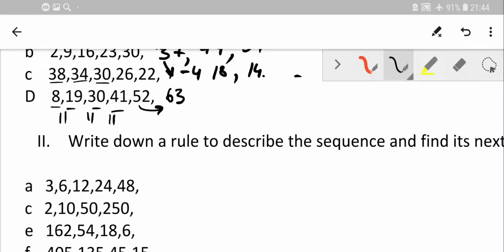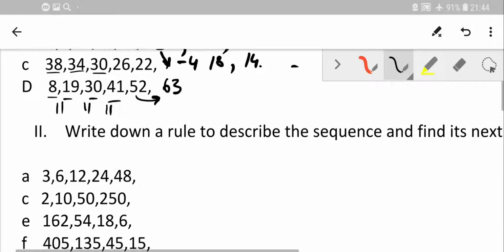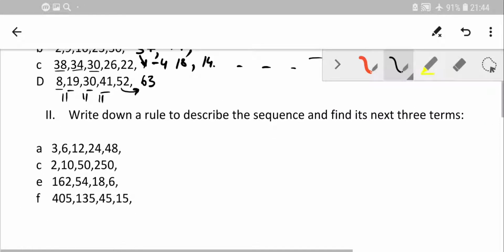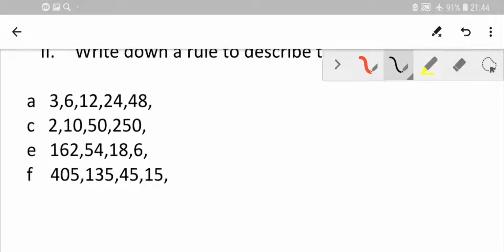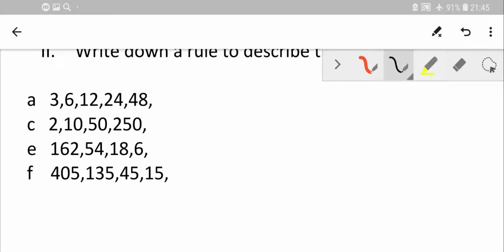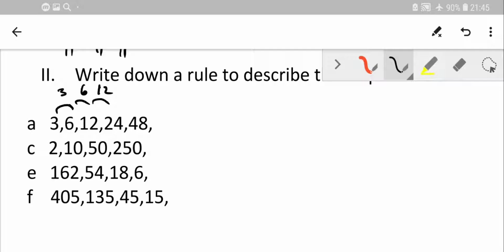All right, it's done. So next one, write down a rule to describe the sequence and find its next 3 terms. All right, typical task. So let's do it. 3, 6, 12. All right, if we apply the difference, the difference is 3, then the difference is increasing, it's 6, so the next difference is 12. So looks like something is going on. The differences repeat the numbers themselves. So what it means, the difference method is not applicable here at all.